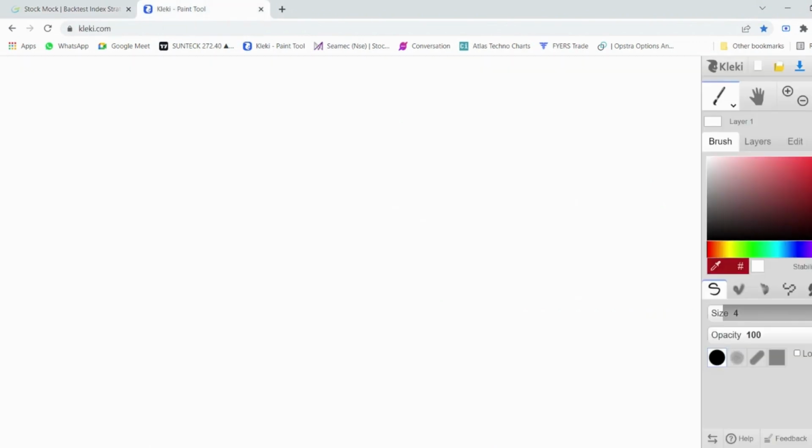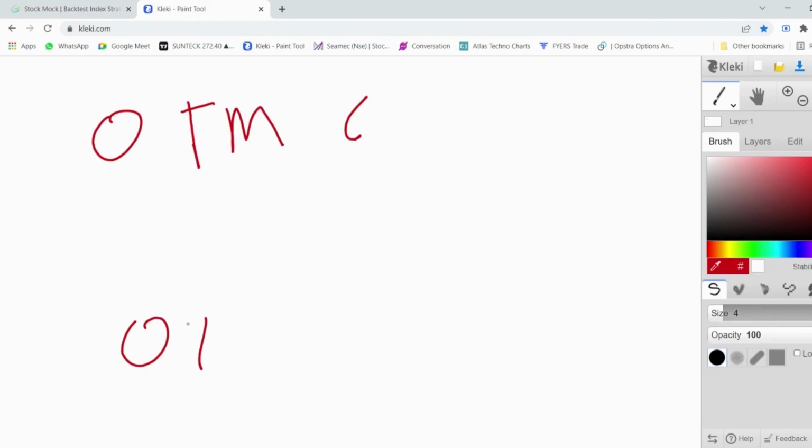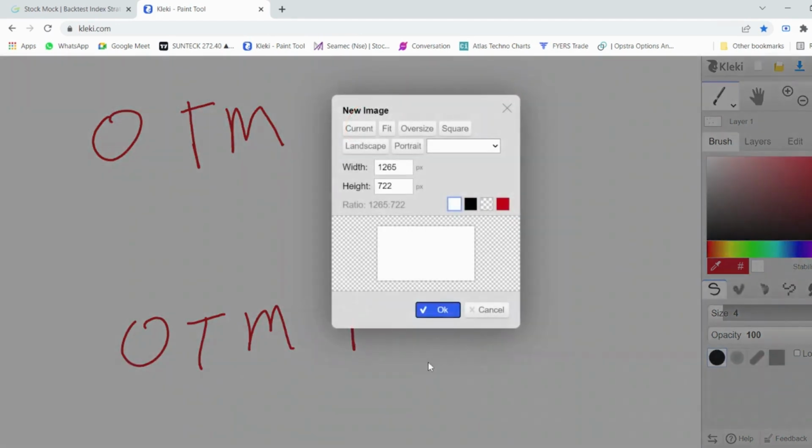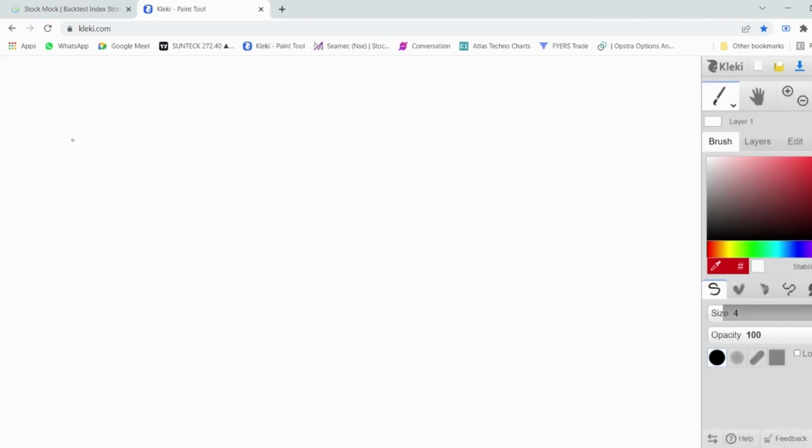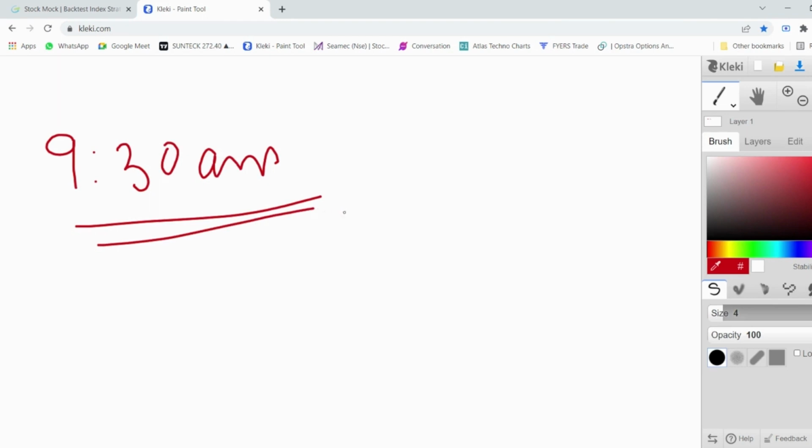Now what is a Strangle? Basically, as I had mentioned, we are selling an out of the money OTM call and an OTM put, right, as we had discussed in the beginning. So we are taking the ATM at 9:30 a.m. Whatever the at the money strike price is at 9:30 a.m., we will sell the call 500 points up and the put option 500 points below.